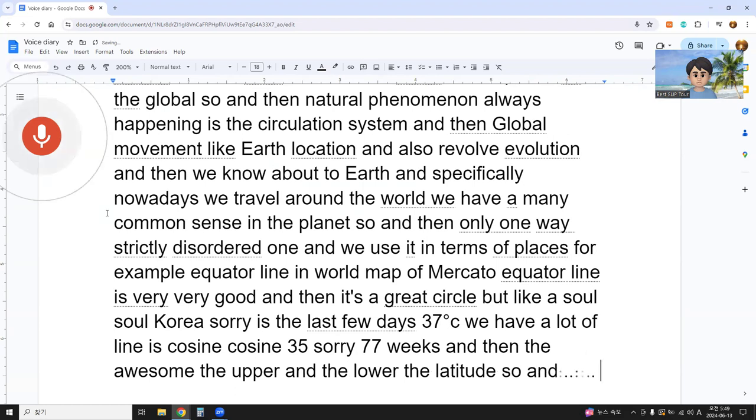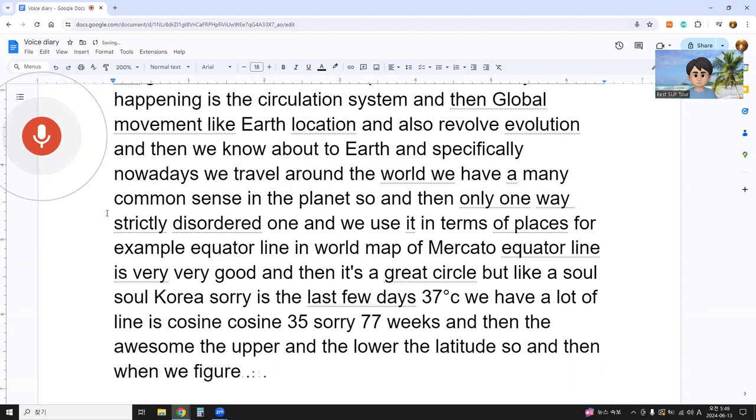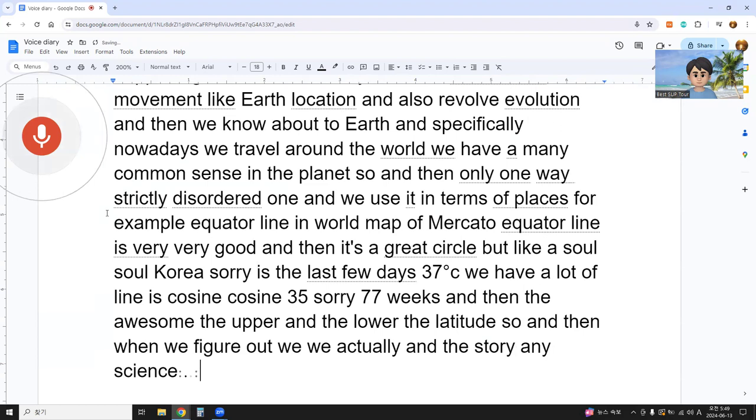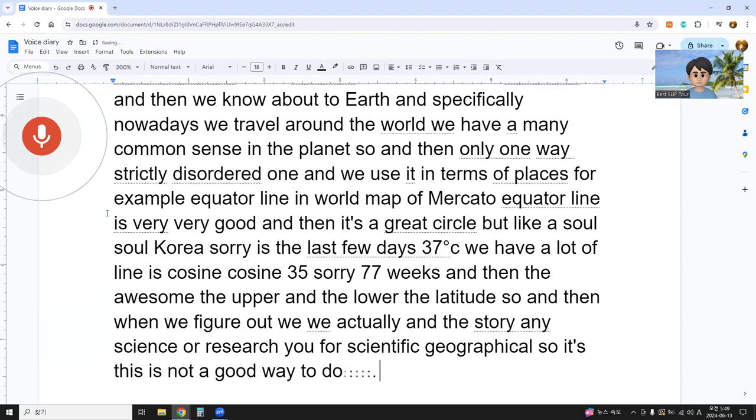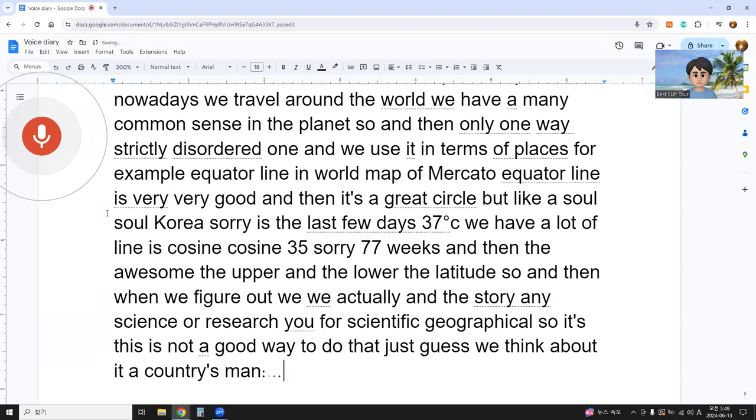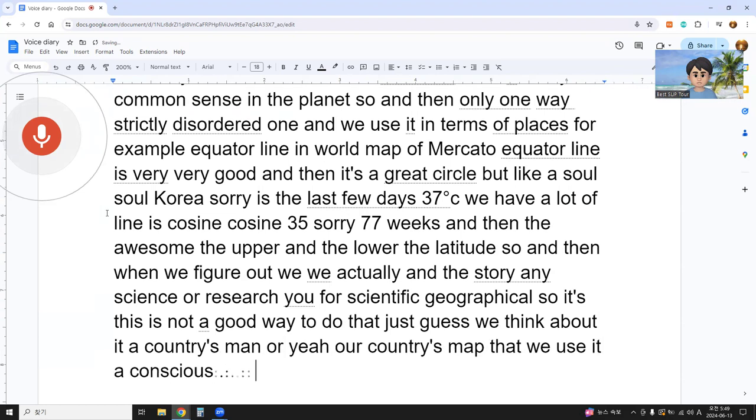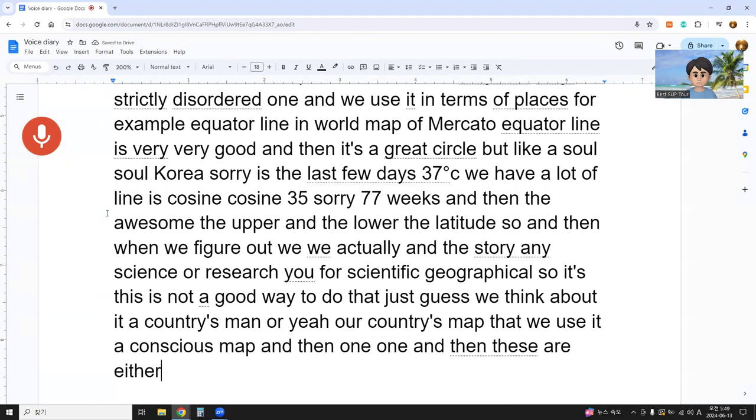When we figure this out, the distorted world map is not good for any scientific or geographical research. So this is not a good way to do that. Just think about a country's map. We use a country's map, and its accuracy comes from GPS, not like the world map.